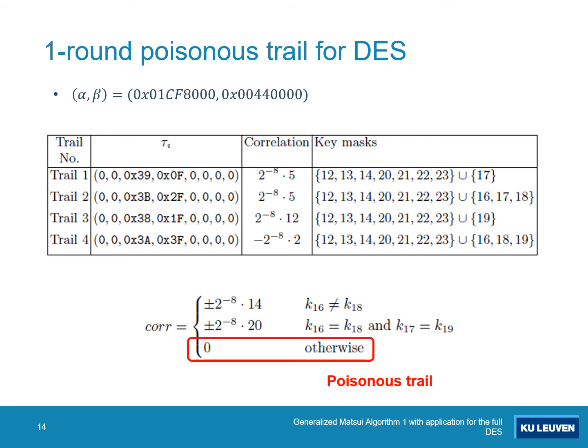In order to compute the correlation of a many rounds linear trail, we multiply the correlation of each round's linear approximation. If one of these correlations is 0, then the final correlation will also be 0. Thus, the 1-round 0 correlation linear approximation acts as a poisonous round.